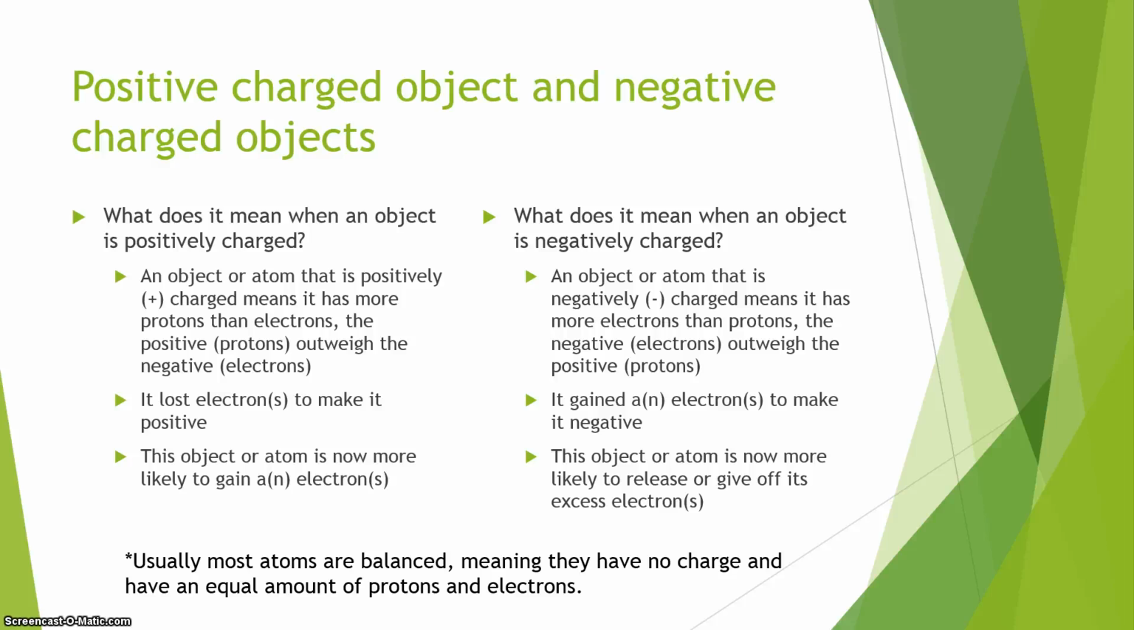When an object is negatively charged, it's the exact opposite of that, meaning it has more electrons than protons. So the negatives, the electrons, outweigh the positives, the protons, meaning it gained an electron to make it negatively charged. And this atom is more likely to release or give off its excess electrons to the positively charged ones, or neutral ones.